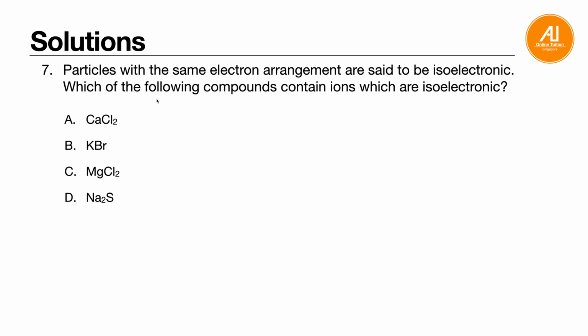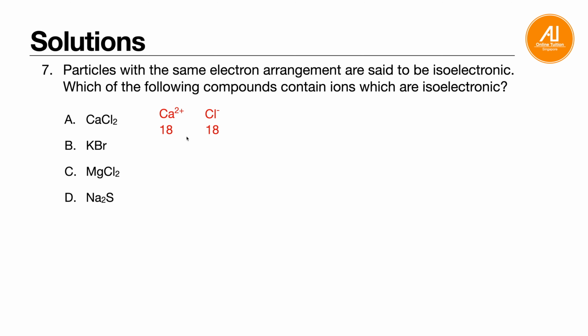Question 7. Particles with the same electronic arrangement are said to be isoelectronic. Which of the following compounds contains ions that are isoelectronic? So for this one you have to write down the ions and then figure out how many electrons they have each. For example, calcium chloride, Ca2+ and Cl-. Calcium atom has 20 electrons, but when it becomes 2+, it will give away 2. So 20 minus 2, you are left with 18. Chlorine atom initially is 17. After taking in one more electron, it will become 18. So both are the same.